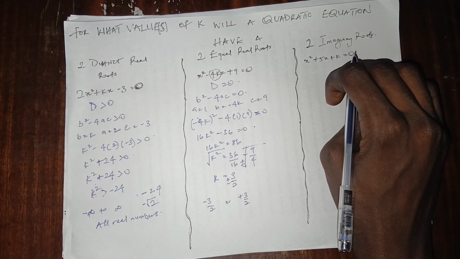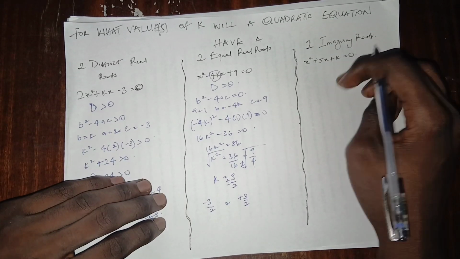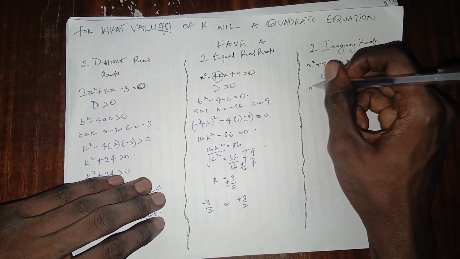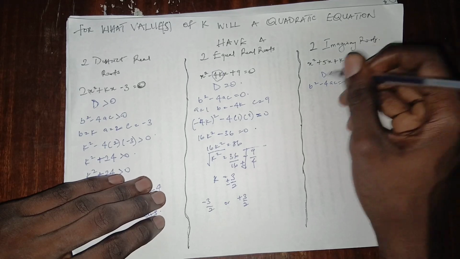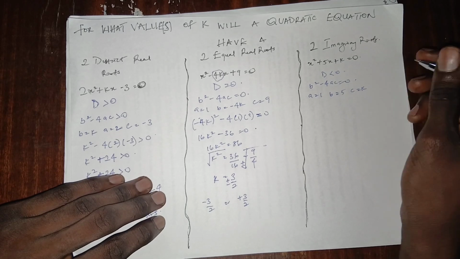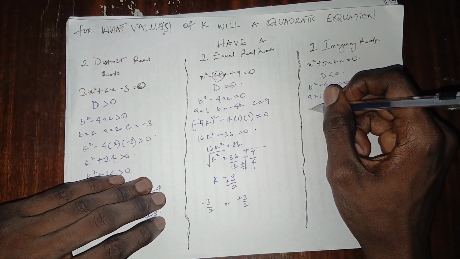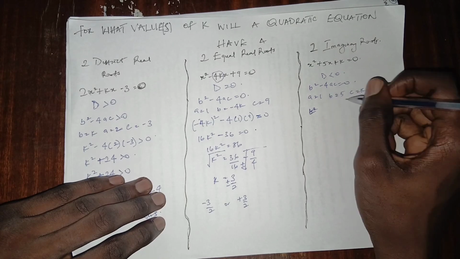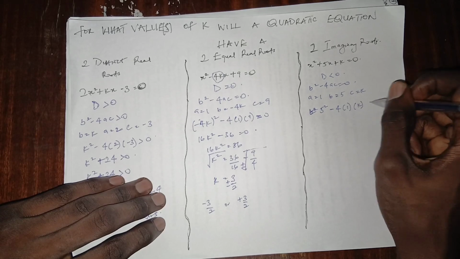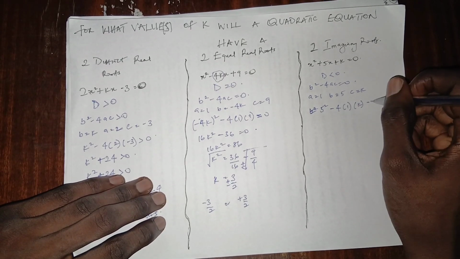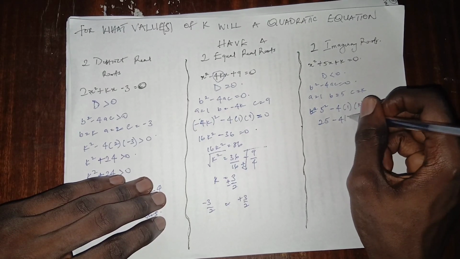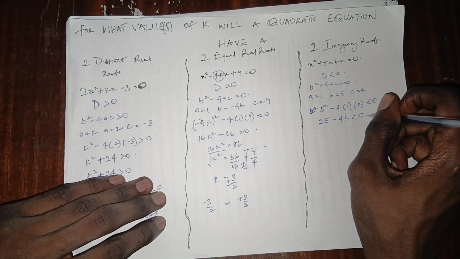Then for the last example, we have D less than 0. We have b squared minus 4ac less than 0, where a is equal to 1, b is equal to 5, c is equal to k. Then we substitute b squared: 5 squared minus 4 times 1 times k less than 0. So you have 25 minus 4k less than 0.